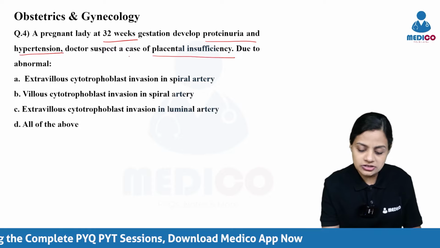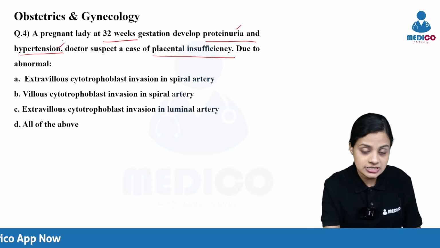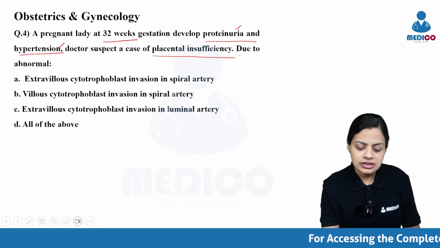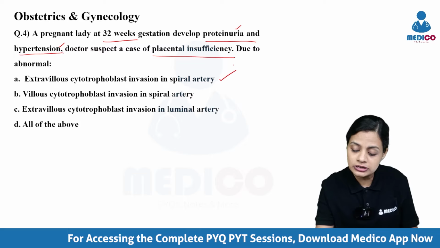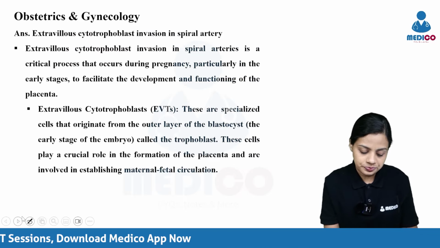Let's just take the question once more. She's 32 weeks. She has got proteinuria and hypertension, that is preeclampsia, placental insufficiency. Why? The simple answer, the cytotrophoblast invasion does not occur in the spiral arteries. Okay.